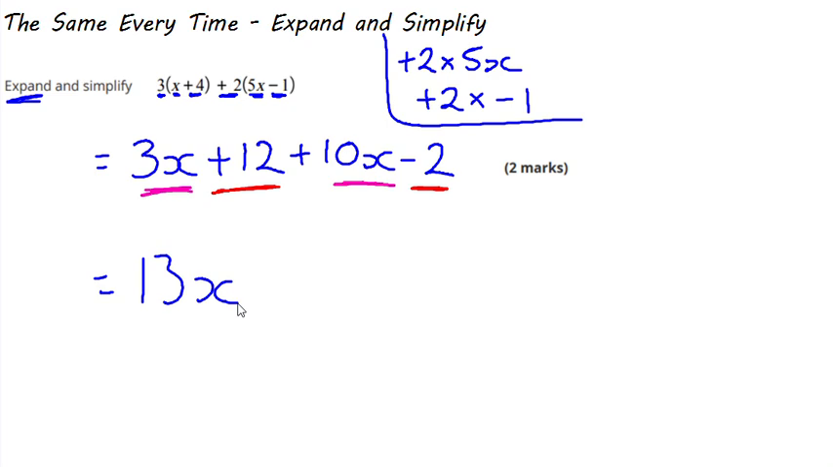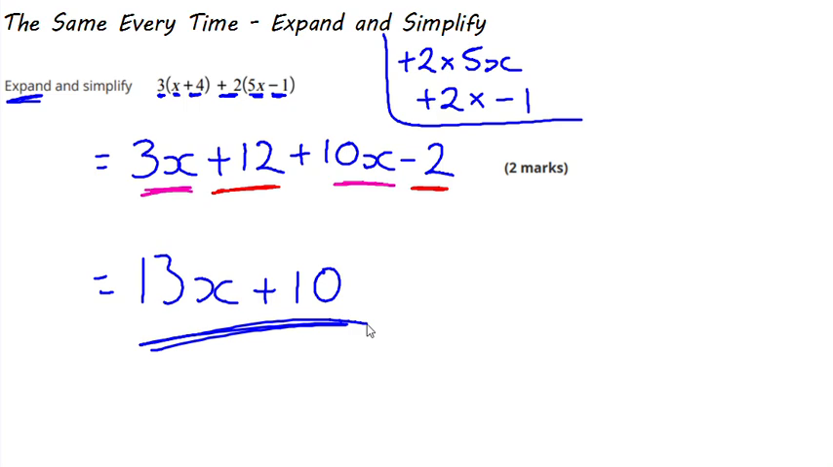So think about your number line. Start at 12, positive 12. Take away 2, so we go 2 to the left. That will take me to positive 10. So 13x plus 10 is my final answer.